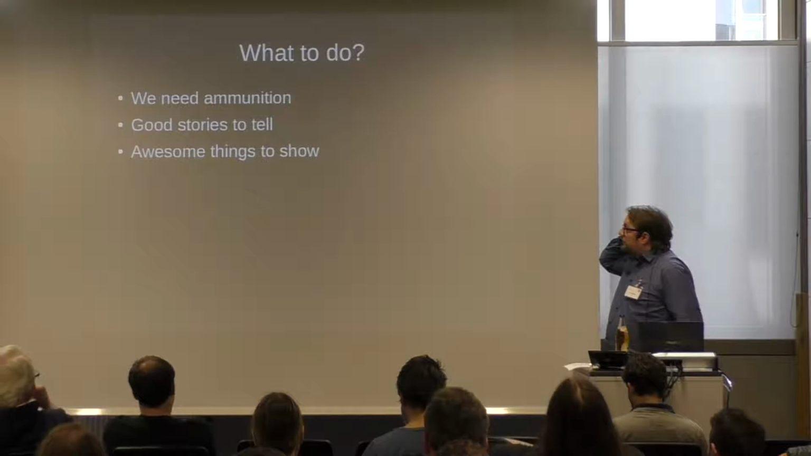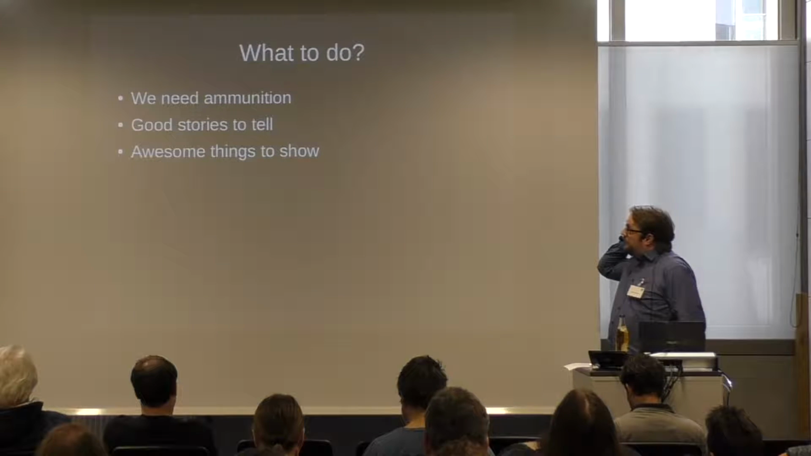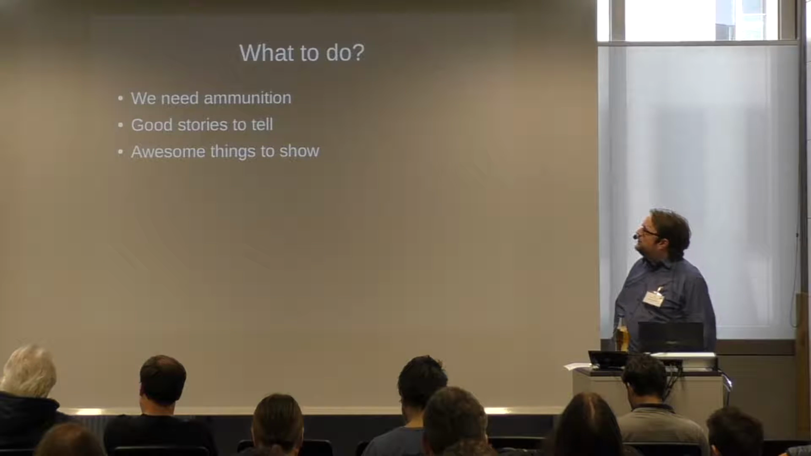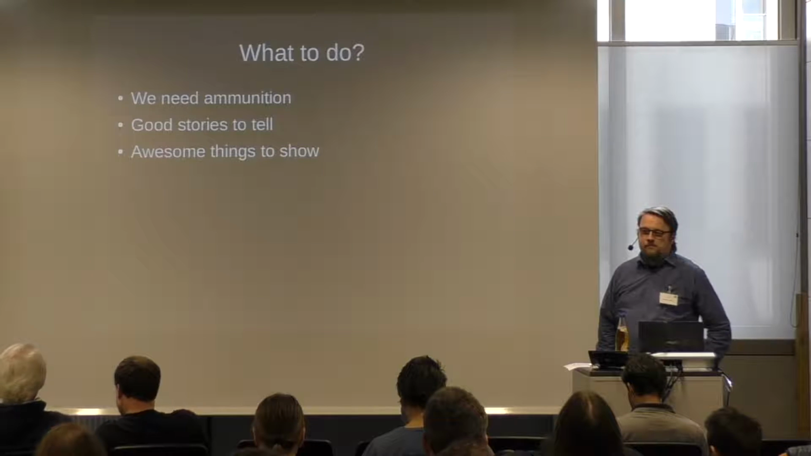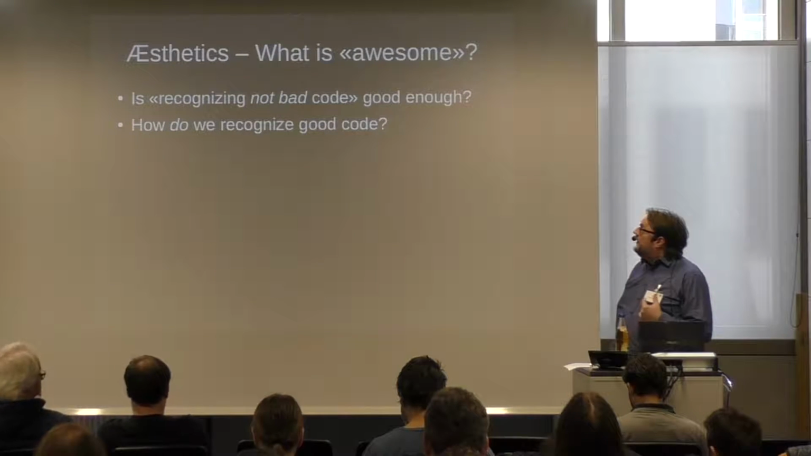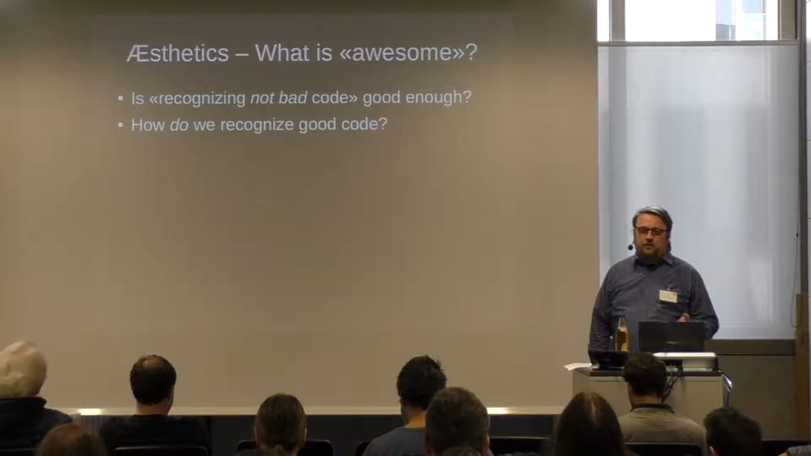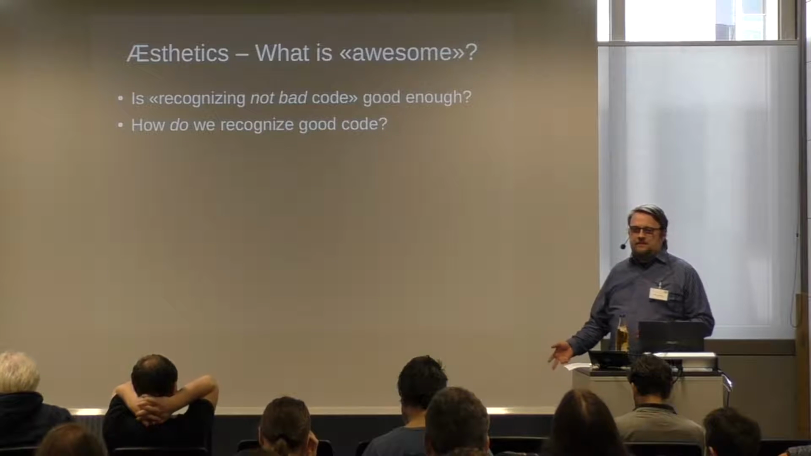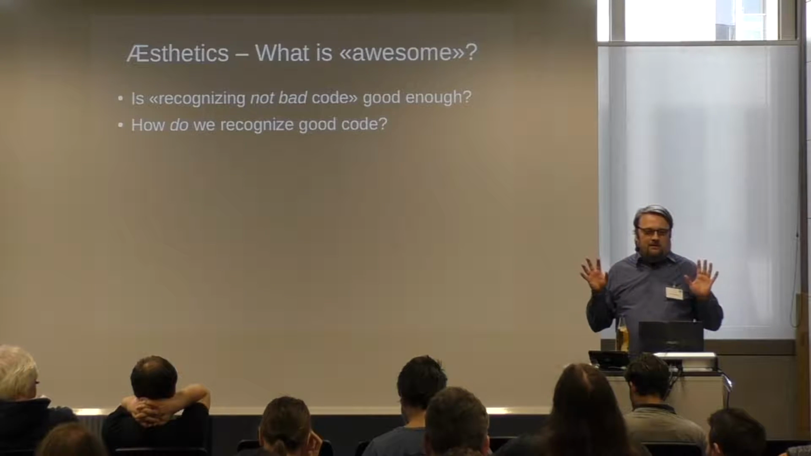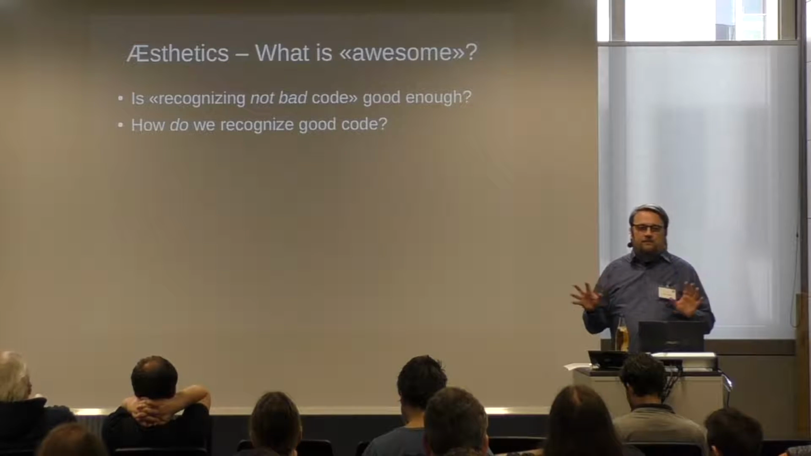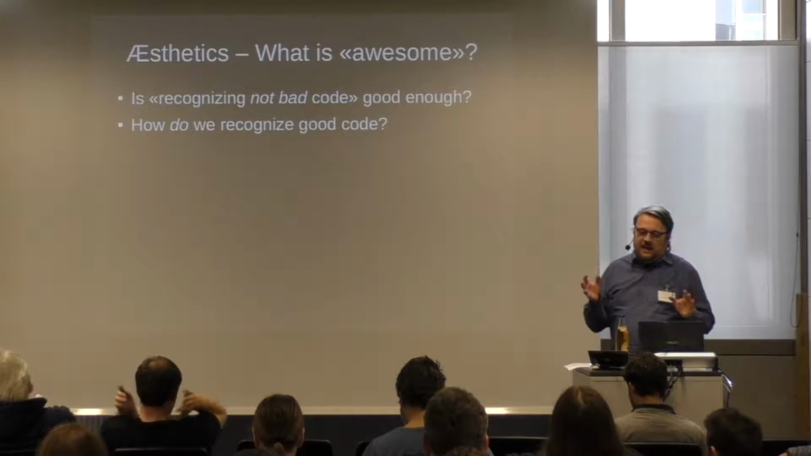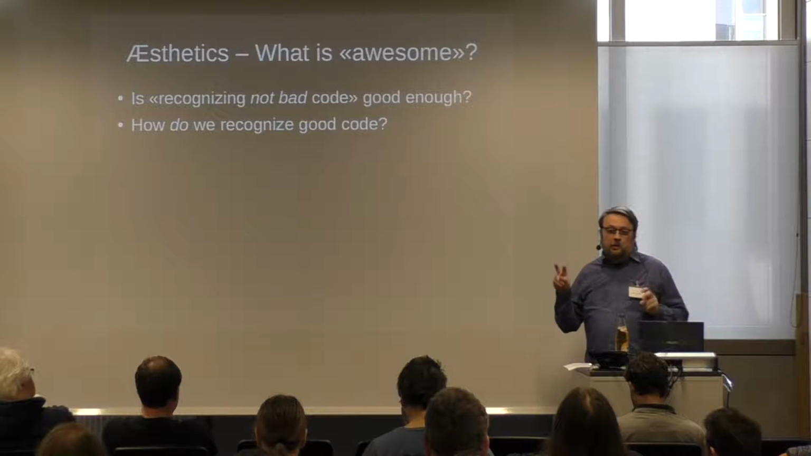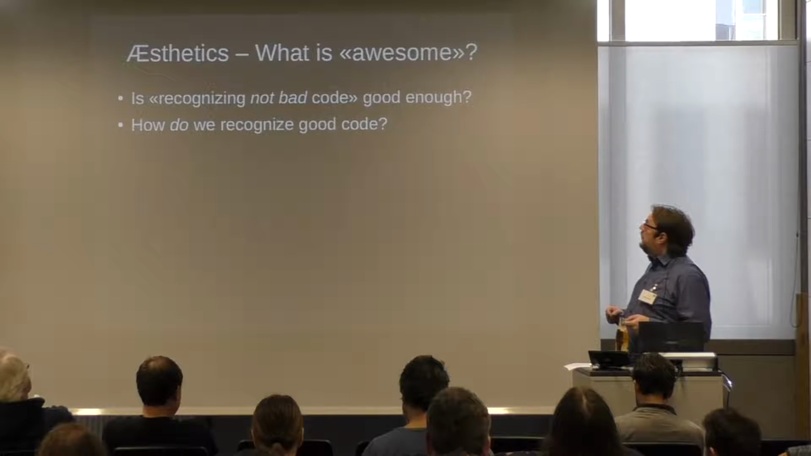So, what should we do then? We need ammunition. And that means basically some good stories to tell and some awesome things to show. And that leads us into the question of aesthetics, because if we're talking about cool stuff, awesome things, this is a judgment of aesthetics. And now we touch upon the super horrible bits and pieces everybody who does Perl, I would claim, tries to stay away from, because we've had our discussions about how code should look and stuff like that. I don't want to go there.